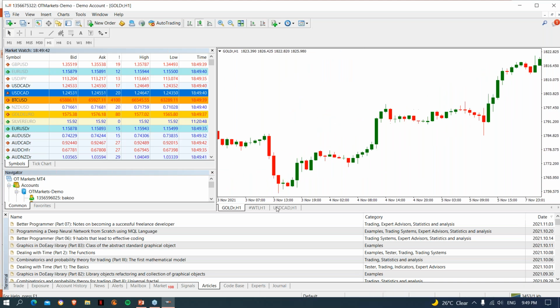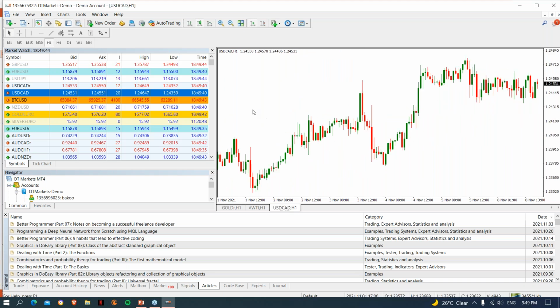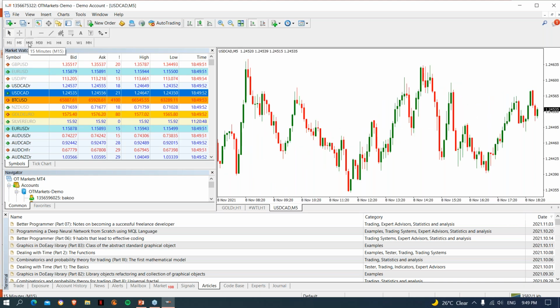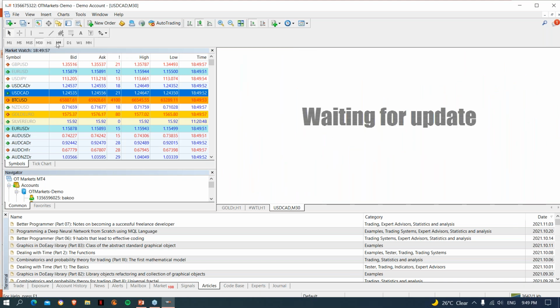Look here on the left. Sorry, it used to be here. So this basically shows you the time frames for the different charts. This is 1 minute chart, 5 minute chart, 15-minute chart, 30-minute, 4 hour, 1 day, 1 week, 1 month.